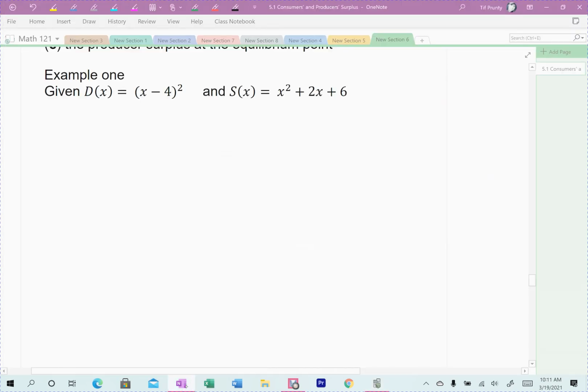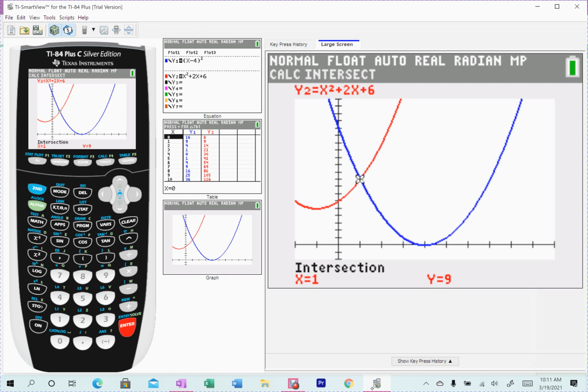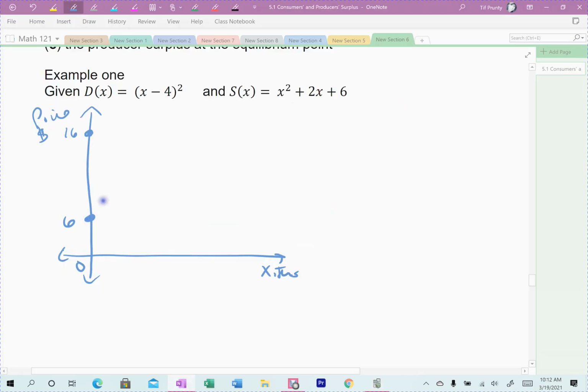Alright, so now I'm going to go graph that. Again, I'm only going to graph that little part. So remember, this is X items. This is the price in dollars. When I plug 0 into my supply, it's at 6. When I plug 0 into my demand, it's at 16. And the reason I know it's at 16, right? If I plug in 0 here, negative 4 squared gives me 16. Alright, so make sure I get my picture looking right. So this one's going to come up, and that one's going to come down fairly fast.